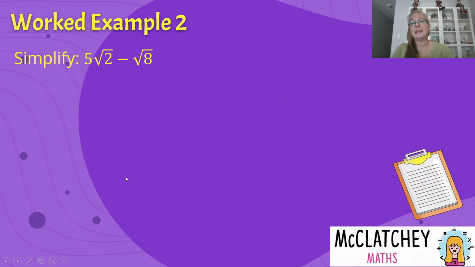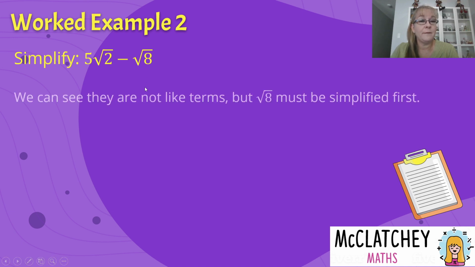Okay, let's look at our second example. I've got 5 root 2 take away root 8. Now, the issue here is that they are not like terms, or are they? While I can see that these are not like terms, I can actually simplify root 8 and then I've got something to work with. So let's simplify it first.